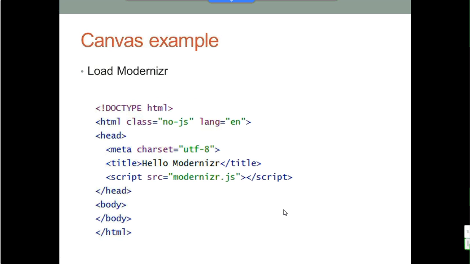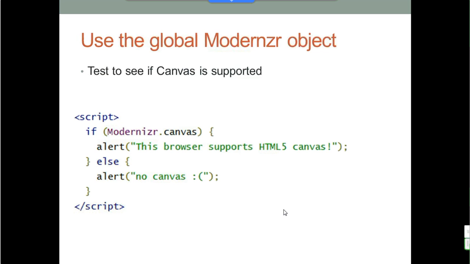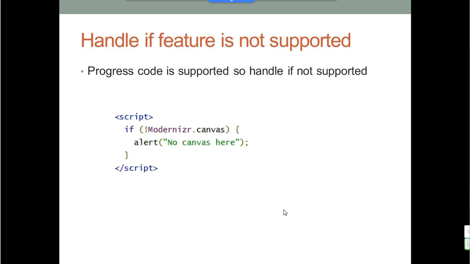Let's see. I'm going to demonstrate a simple test. Here you just load it, just like you load any other JavaScript. Test to see if canvas is supported. Very simple. You just call the global, and it's true or false, and handle it one way if it's HTML5, and another way if it's not there. Most of your code would just be the opposite, handling it if it's not. You're coding for HTML5, so you just assume that's your environment, and then you can handle it if it's not there.